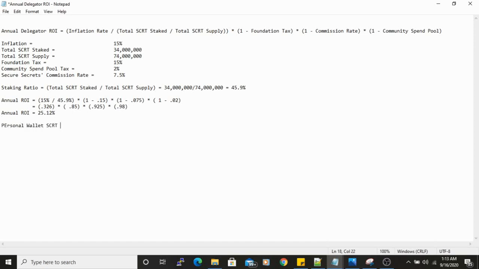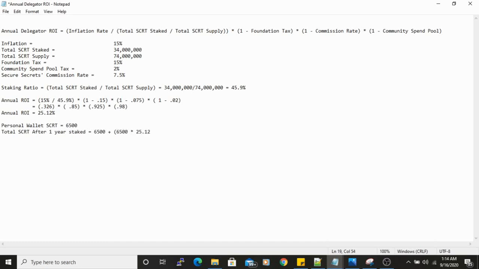So let's run an example with this annual ROI. With a 25.12% return on investment, if you have 6,500 secret, we can go ahead and go 6,500 secret plus 6,500 secret multiplied by your annual rate of return to find out how much secret you would have at the end of a year if you weren't doing compound rewards.